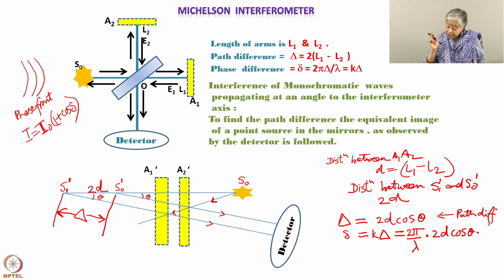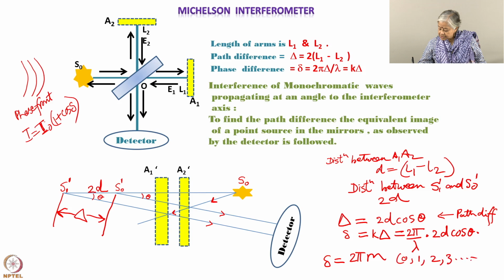Now when will you get maximum intensity? You will get maximum intensity, as we've seen before, when delta is equal to twice pi m. You will get the maximum intensity. M is some integer, 0, 1, 2, 3, etc.